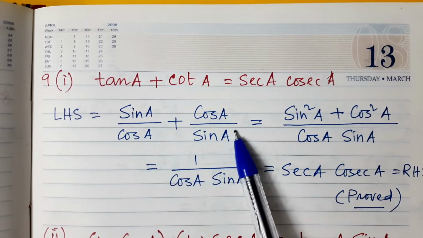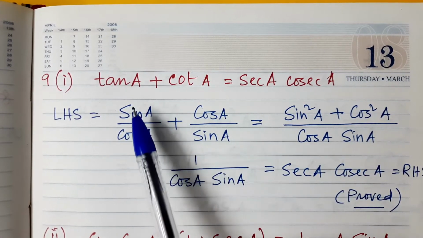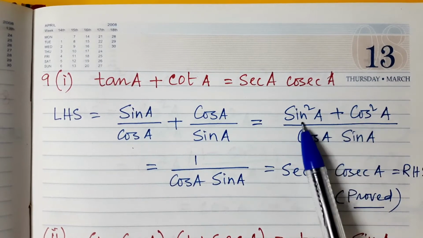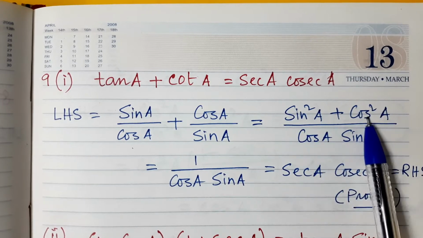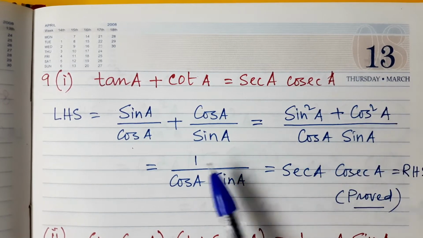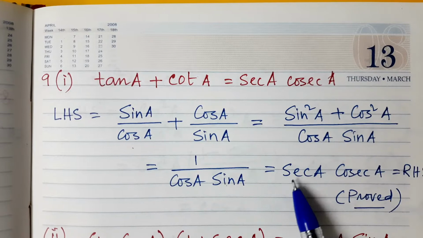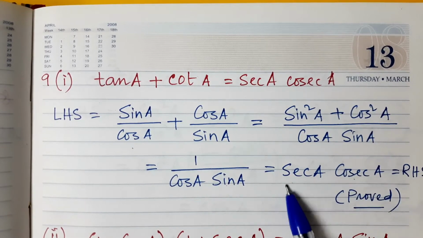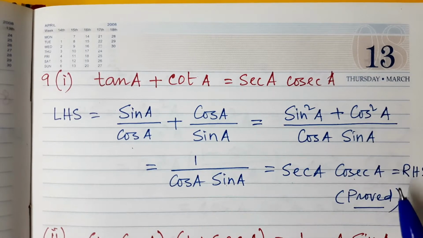Now do the LCM. It is cos a into sine a. Now this will be multiplied here, this will be multiplied here. So it is sine square a plus cos square a. Now sine square a plus cos square a, the formula is 1. That's why this 1 is coming, and this is cos a by sine a. Now 1 by cos a is what? Sec a. 1 by sine a is what? Cosec a. So it is sec a into cosec a, that is the right hand side. It is very simple actually.